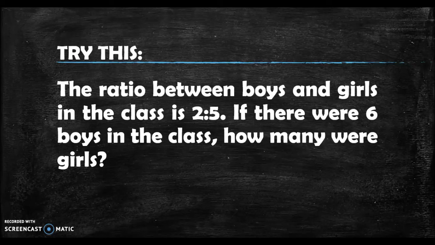So now I guess you can already solve a problem. Try this one. The ratio between boys and girls in the class is 2:5. If there were 6 boys in the class, how many are girls?